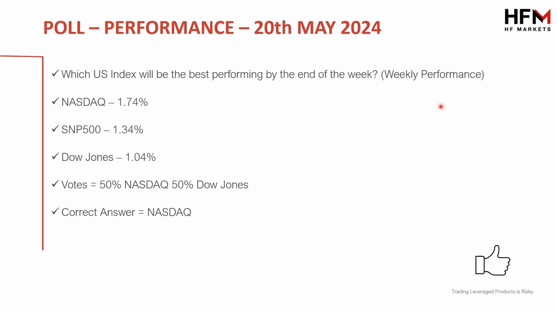There are 3 US indices which are tradable on our platform. We had the NASDAQ, the S&P 500, and the Dow Jones. The question was, which would be the best performing based on the weekly performance by the end of the week? Now, 50% answered the NASDAQ, 50% answered the Dow Jones. Nobody answered the S&P 500. The correct answer was the NASDAQ, but it was 50-50. Normally, I like to see 100% of traders vote the correct answer. This scenario, though, was one of those occasions where some people got it right, some people didn't.